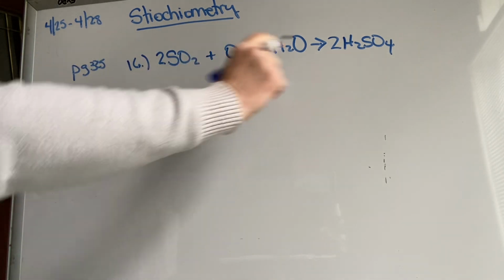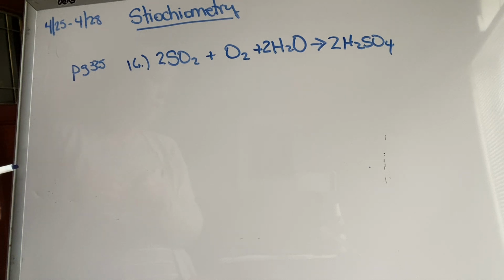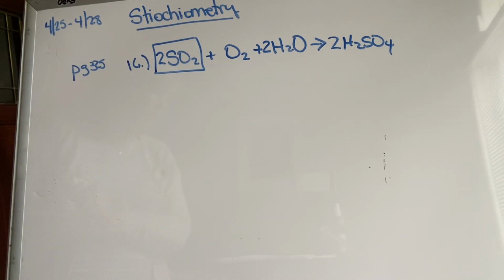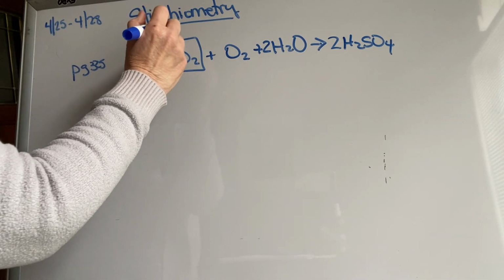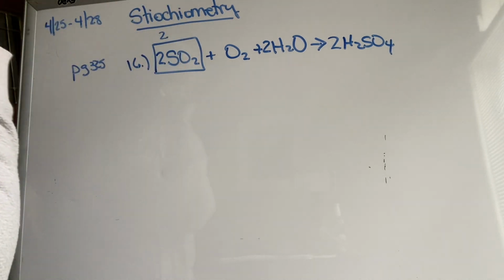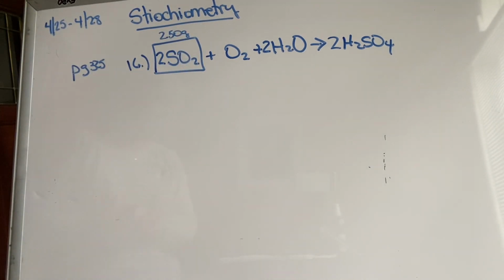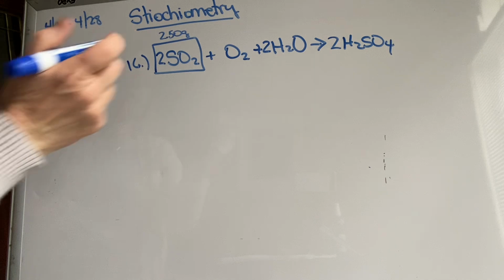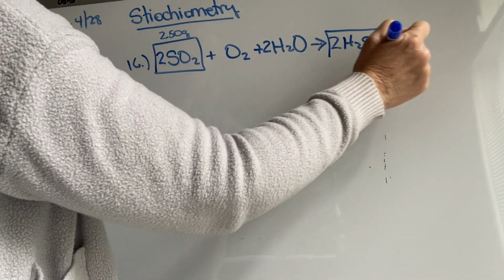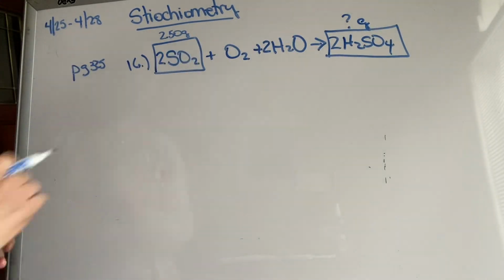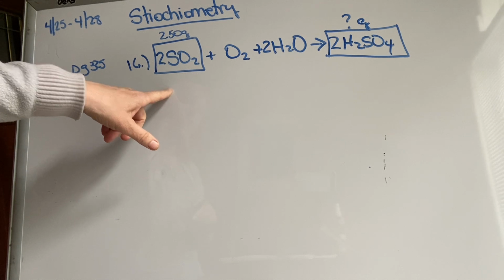Okay, now I do like to go up to this equation, and I like to put a box around the 2 different substances that are involved in the question. One of the things that is involved in the question is sulfur dioxide. And what they did was they told us how much we had of that. So this is our reactant. And if you read back through the question, it says that we have 2.50 grams of that. Okay, so I'm just going to note that. And then it's asking us to figure out how much of this is going to be made.